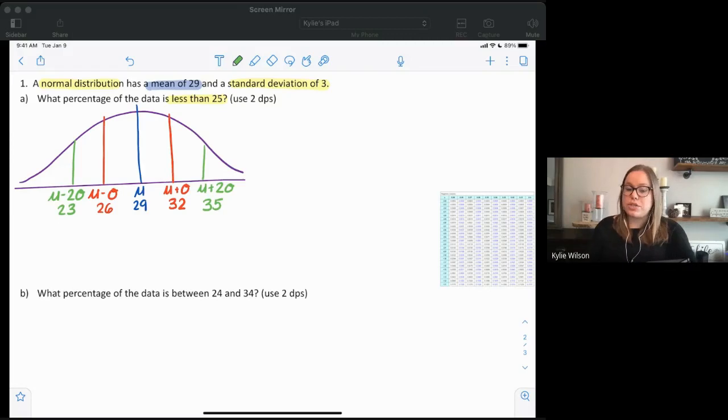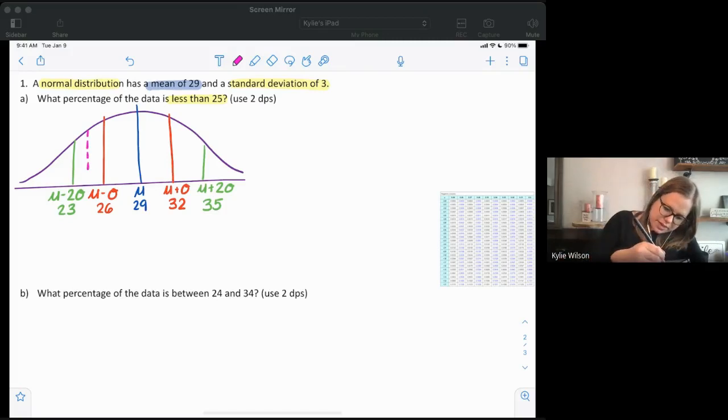Okay, so for this particular question, we want to determine the percentage of the data that's less than 25. So if I look at my numbers at the bottom, I have 23, 26, 29, 32, 35. We're looking for 25, and 25 isn't there. So this point is the difference between our questions yesterday and our questions today. So I'm going to mark where 25 is-ish. It's not perfect, but to give us a better idea.